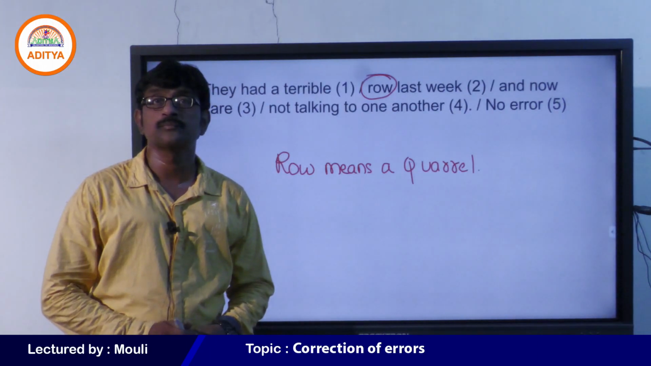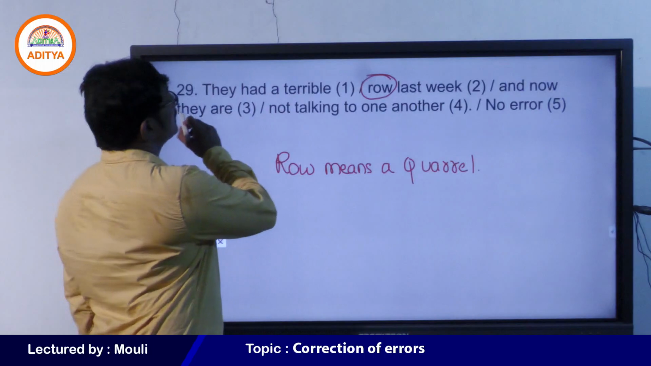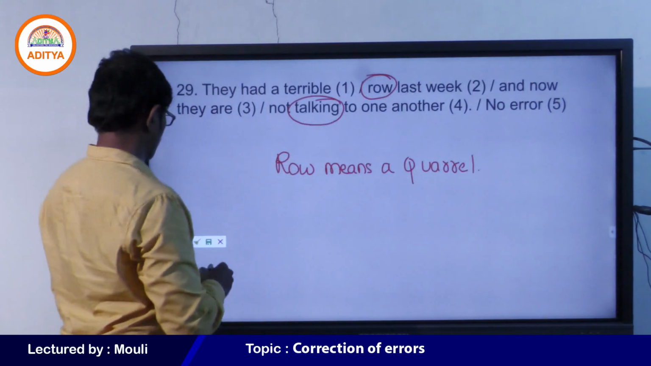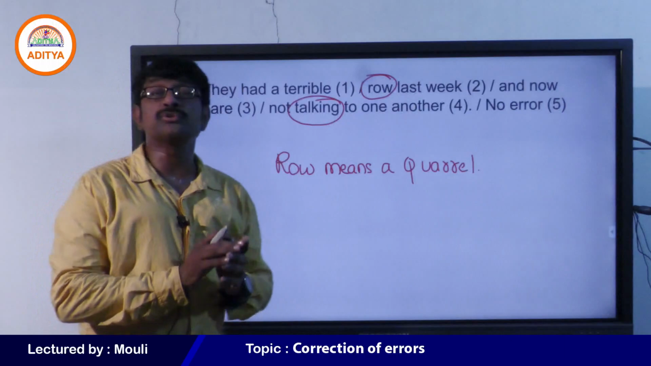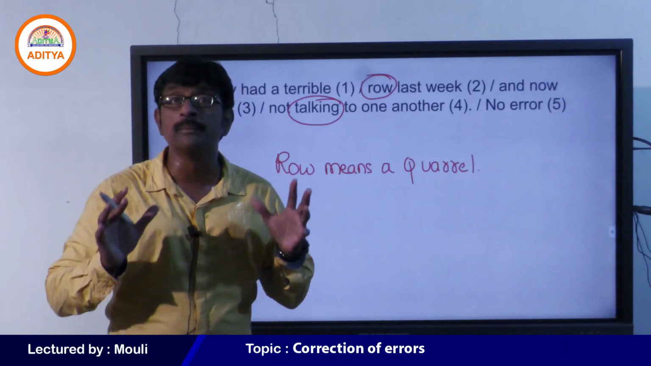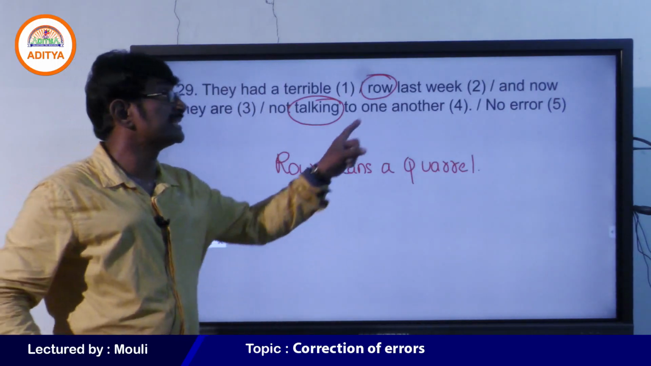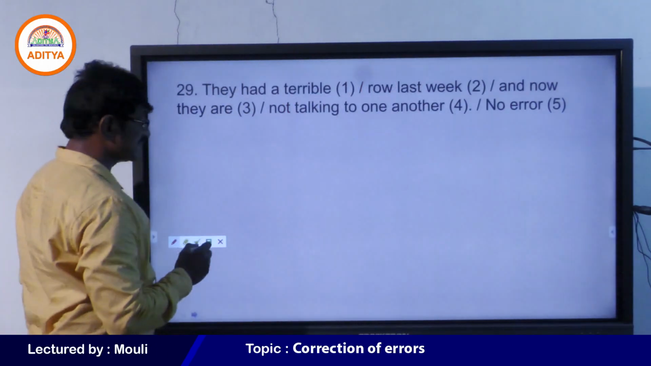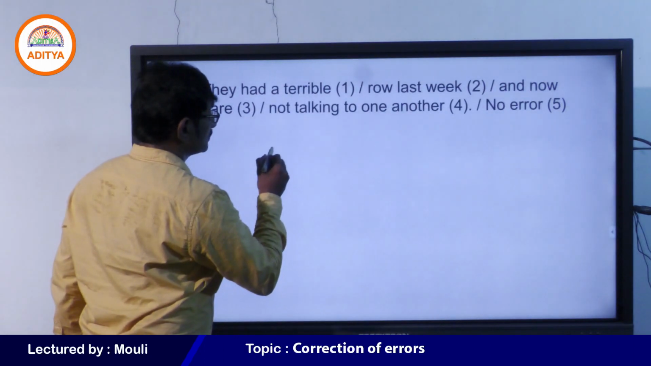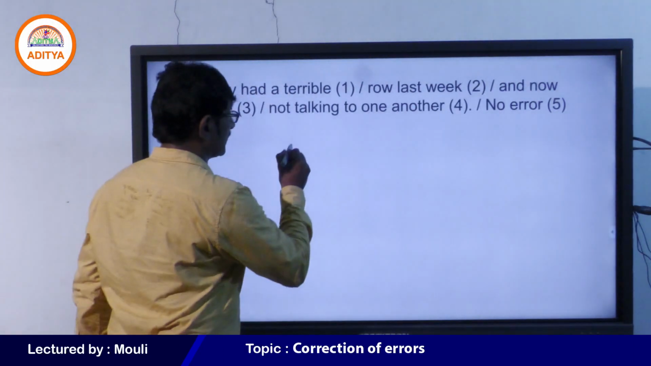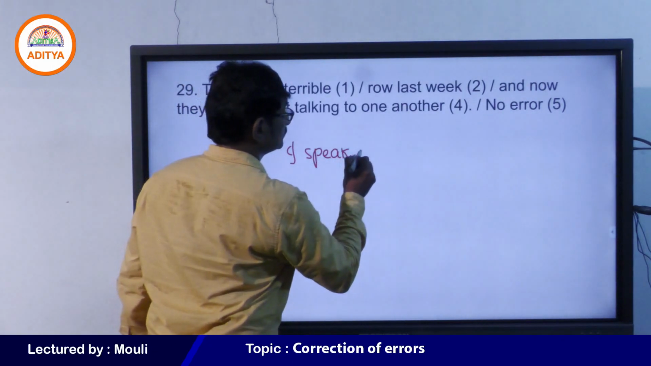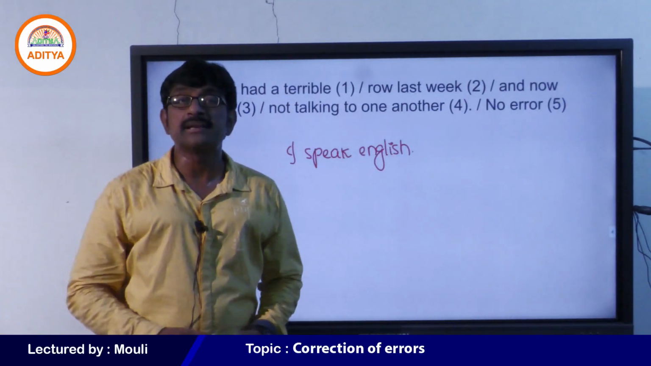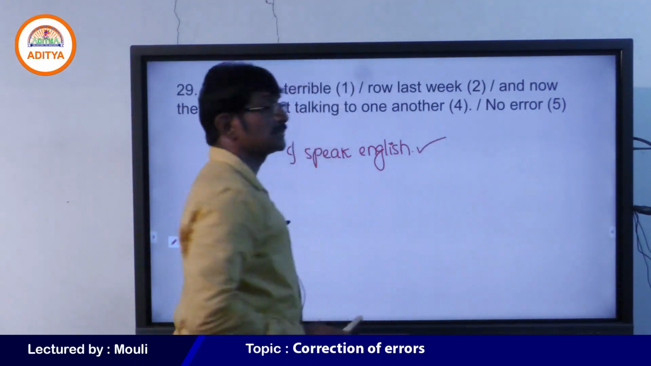Okay, students? Now you see, they had a terrible row last week and now they are not talking to each other. Row means a quarrel. Most of the people may read it wrongly, but it is not that. Now, you take talking. If I want to speak a language, I write like that: I speak English. It is a language.